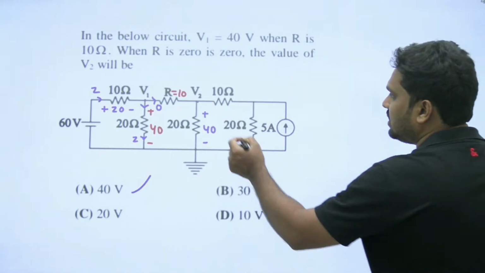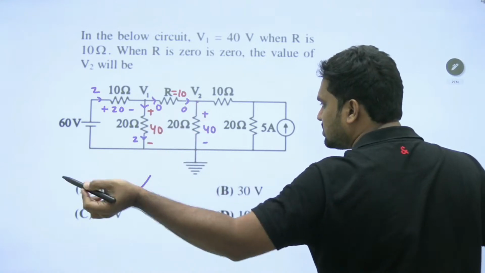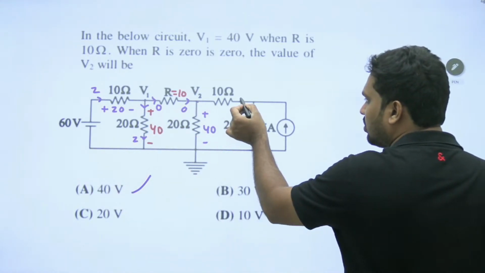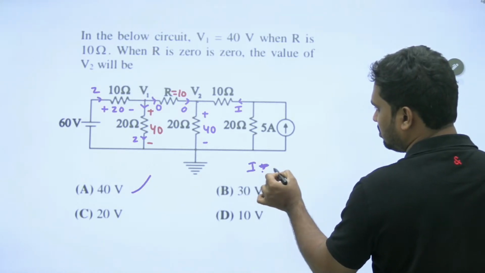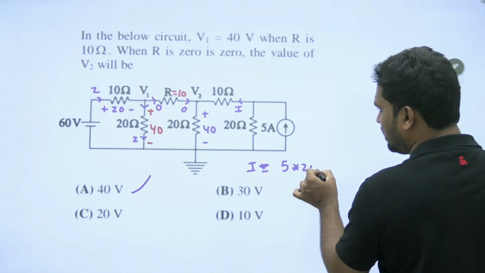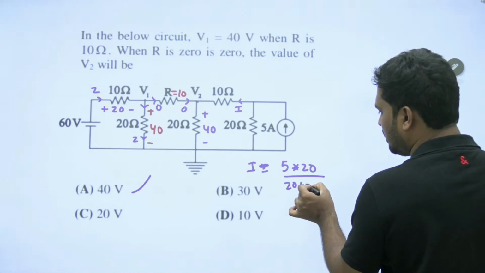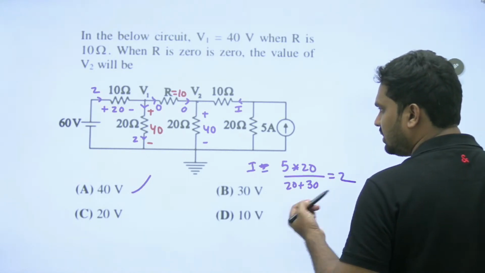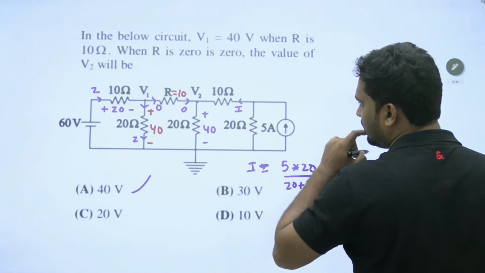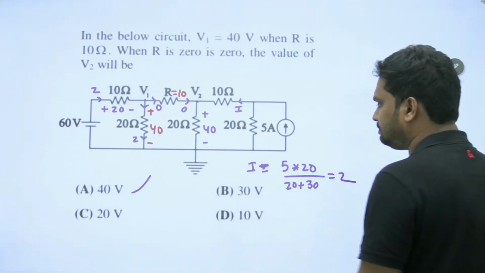Let me check first whether it is giving 40 or not by the current division which I have discussed. Still, I want to apply: I equals 5 into 20 by 20 plus 30. That is 2. It is correct here. It is giving 2, which means 40 is correct. Fine.